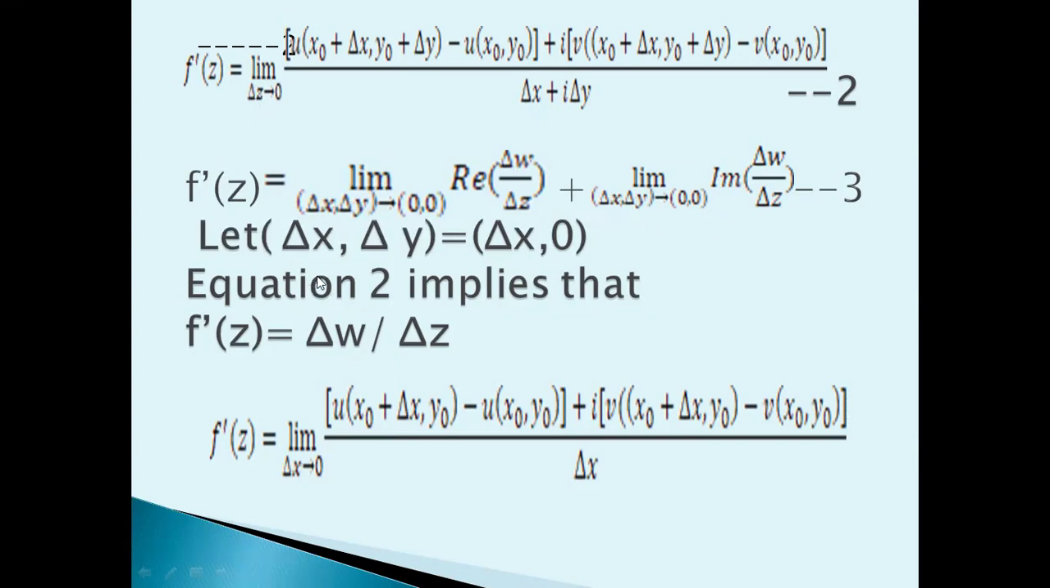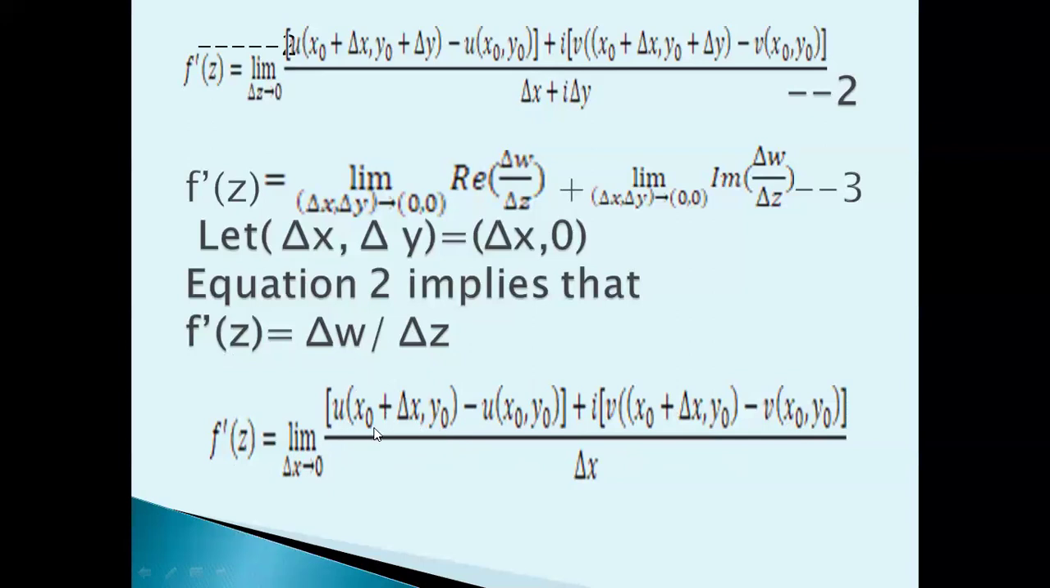Okay, let Δx, Δy be taken. First we take Δy equal to 0. So f'(z) equals Δw divided by Δz, we know that. In that part, you are taking Δy equal to 0, so in that equation Δw equal to 0 means Δy equal to 0, and we get this part only. Wherever Δy is present, that value is taken as 0.